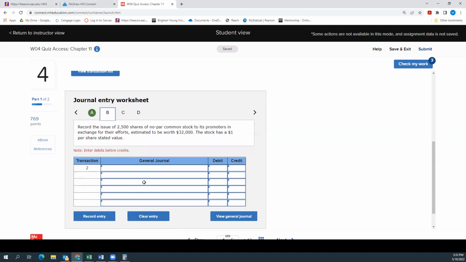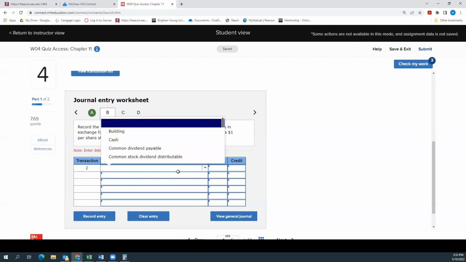Here we issue 2,500 shares of no par common stock to its promoters in exchange for their efforts, estimated to be worth $32,000. The stock does have a $1 per share stated value. Okay, so here's one where we're not getting cash for it. Instead we're receiving promoting value.